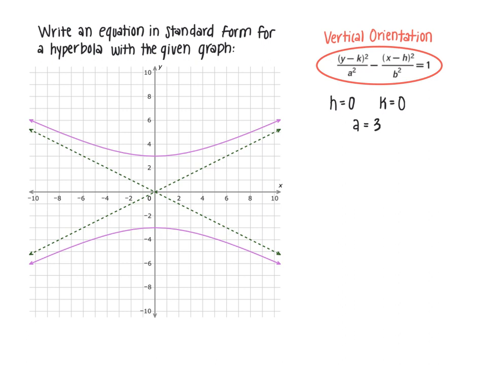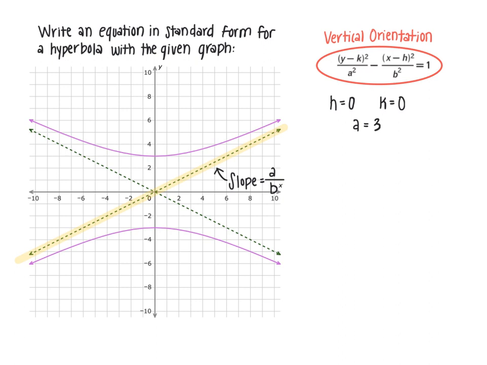The last piece of information that I'm missing to write my standard form equation is b, and the only way I can find that is if they give me the conjugate axis or if my co-vertices are graphed. Unfortunately, I don't have either one of those pieces of information, so the only option that I have left is by using the slope of my asymptotes.